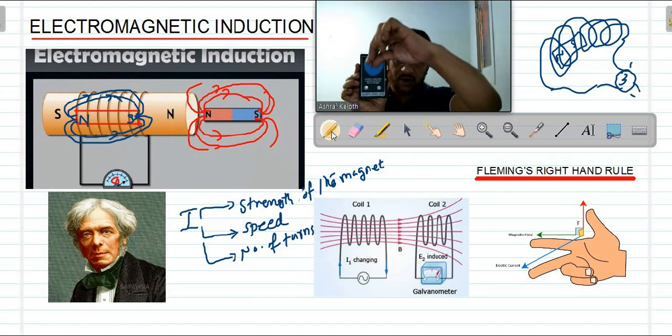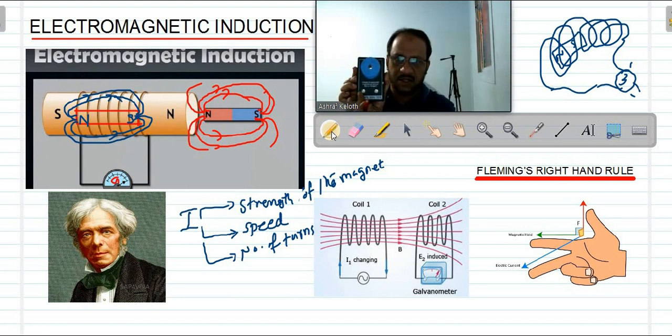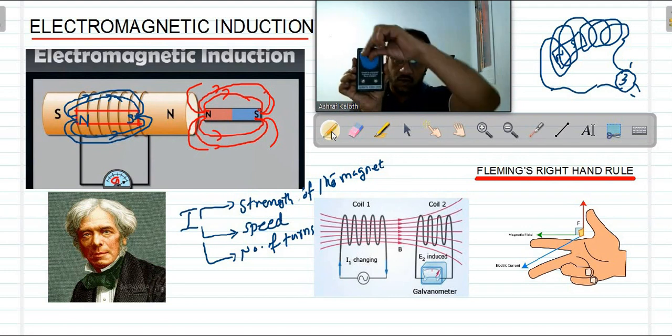Yes, sir. Which one is glowing now? The left side, the one at my left side, in my left hand. This is my left hand. Yes, so one LED at my left side is glowing now.